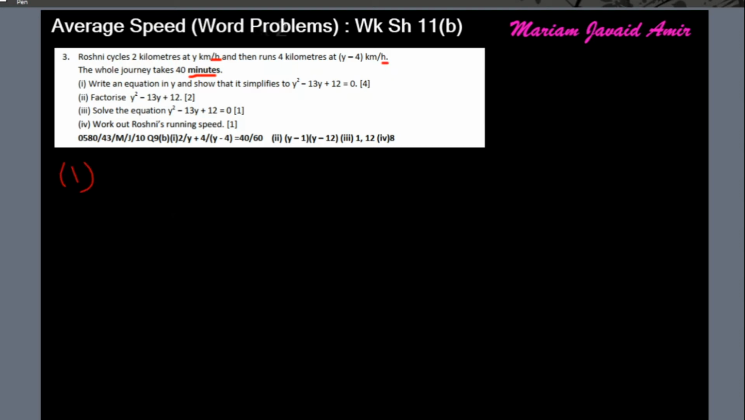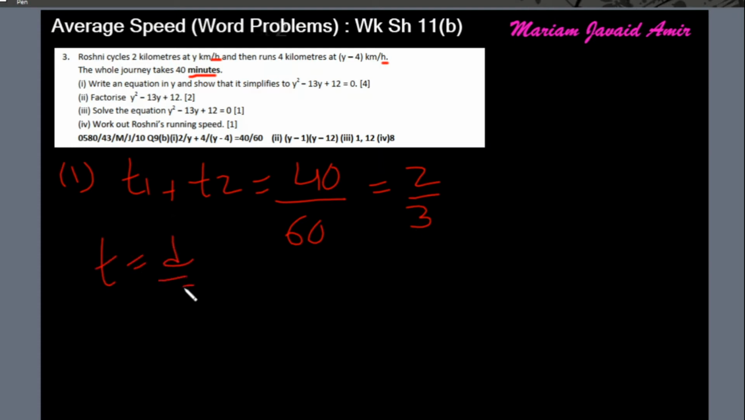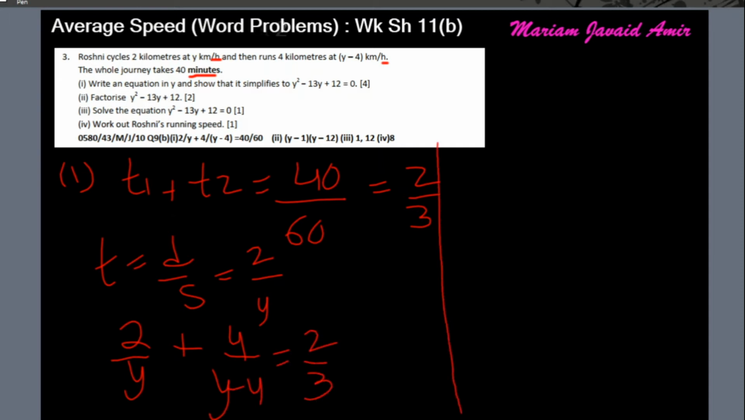For part 1, write an equation in y and show that it simplifies to this. The total time of the whole journey is 40 minutes. That means the time for the first journey plus the time for the second journey is 40 minutes. Changing it into hours, it becomes 2 by 3. Time is distance over speed. Distance is 2 and speed is y, so t1 is 2 by y, plus t2 is 4 over y minus 4, equals 2 by 3.